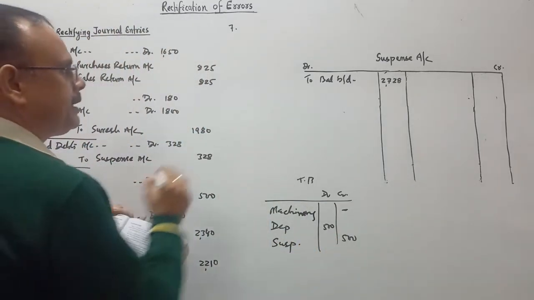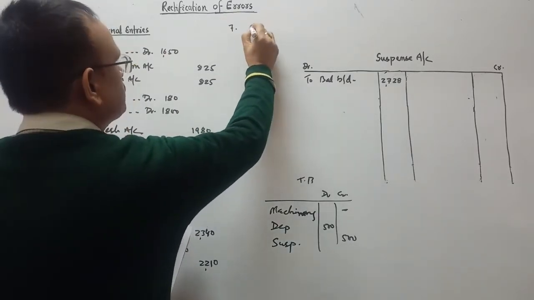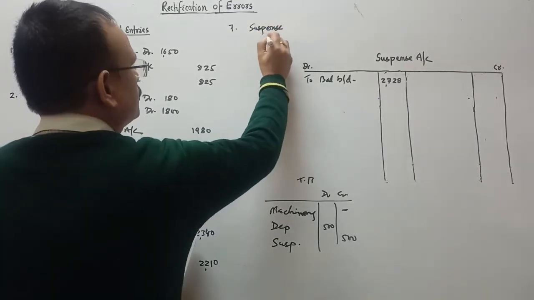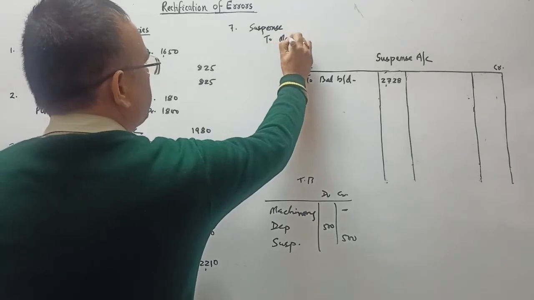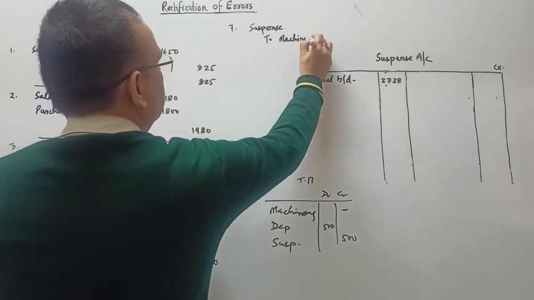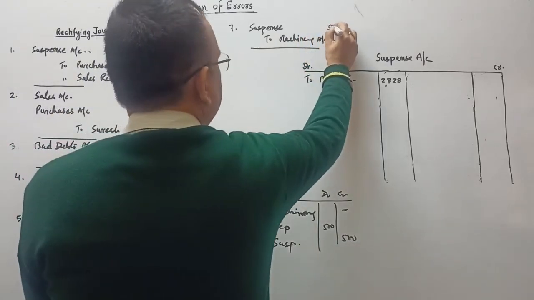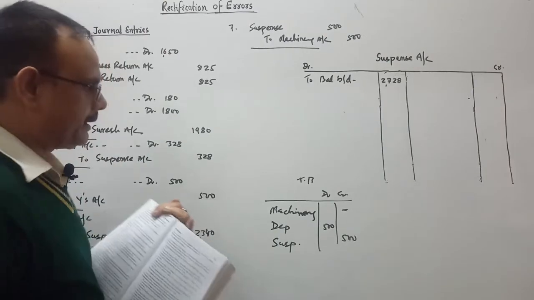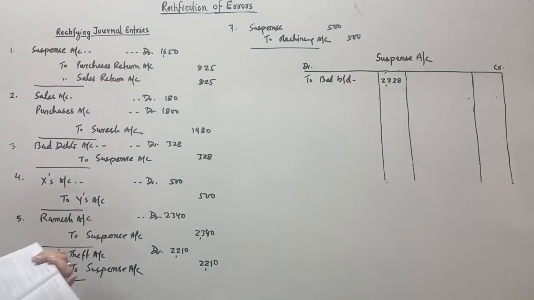Suspense is on credit. So what you do? You do the suspense account debit, and because you have not written in the machinery account, credit the machinery account by 500. Is it clear? By 500. So these are the errors. There are total 7 errors.